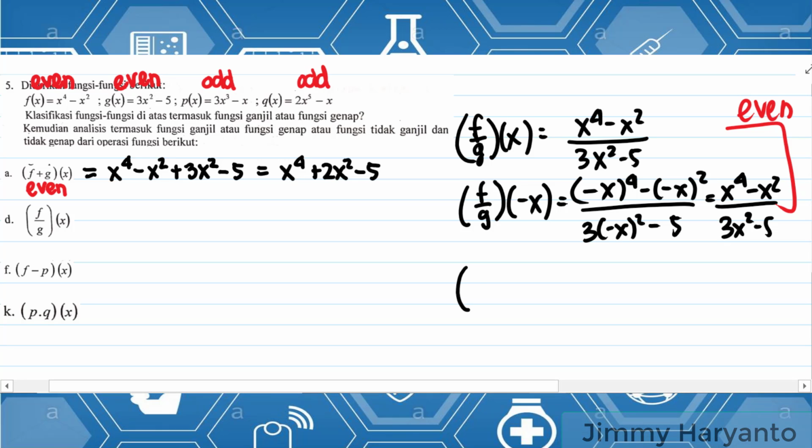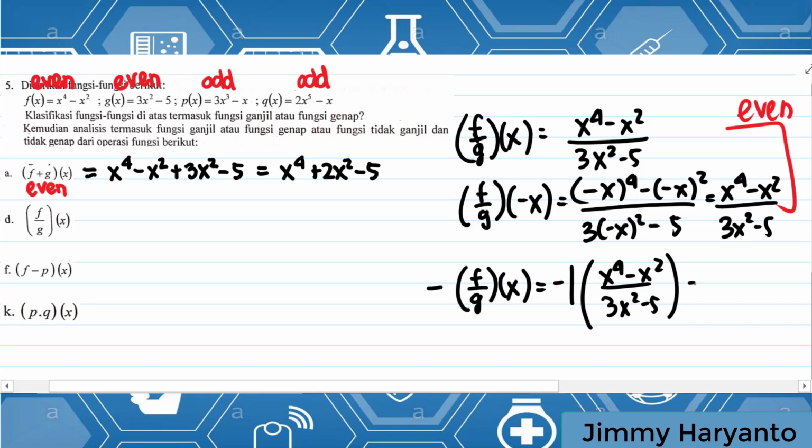Let's check for the odd. f over g of x times negative 1 times x^4 minus x^2 over 3x^2 minus 5. The result will be minus x^4 minus x^2 over 3x^2 minus 5. Yeah, this one is different, so it is not an odd function. This one is an even function also.